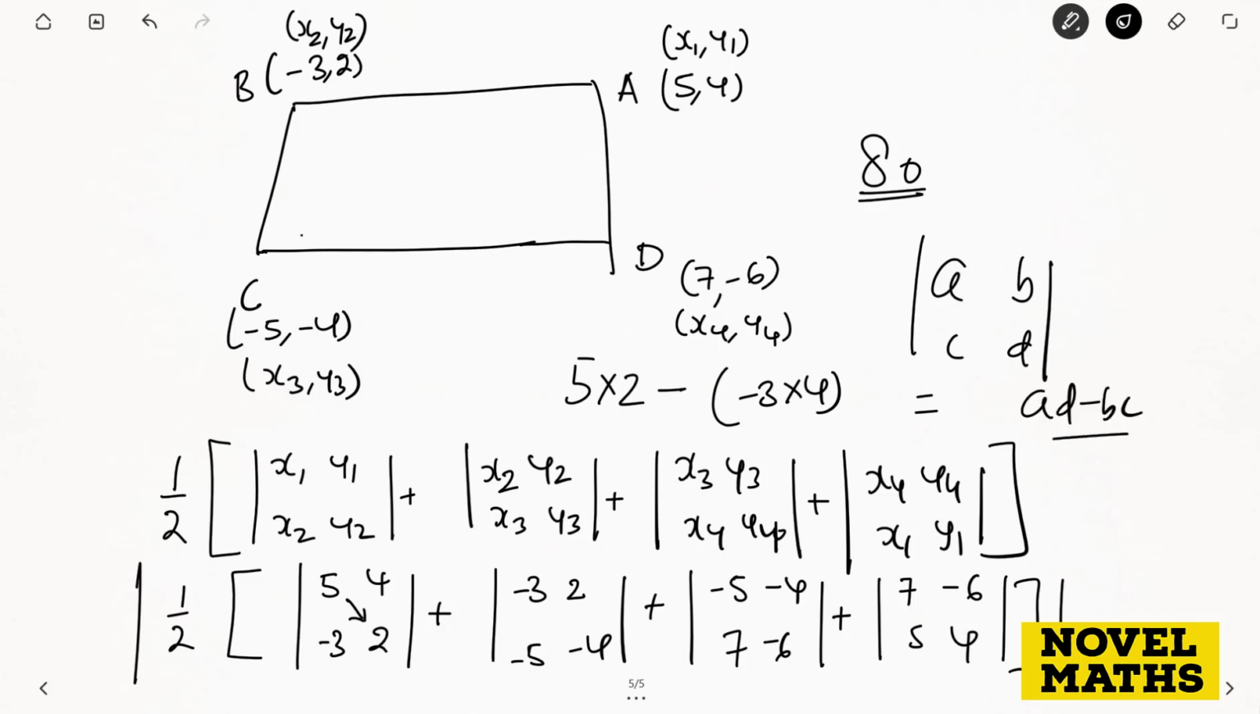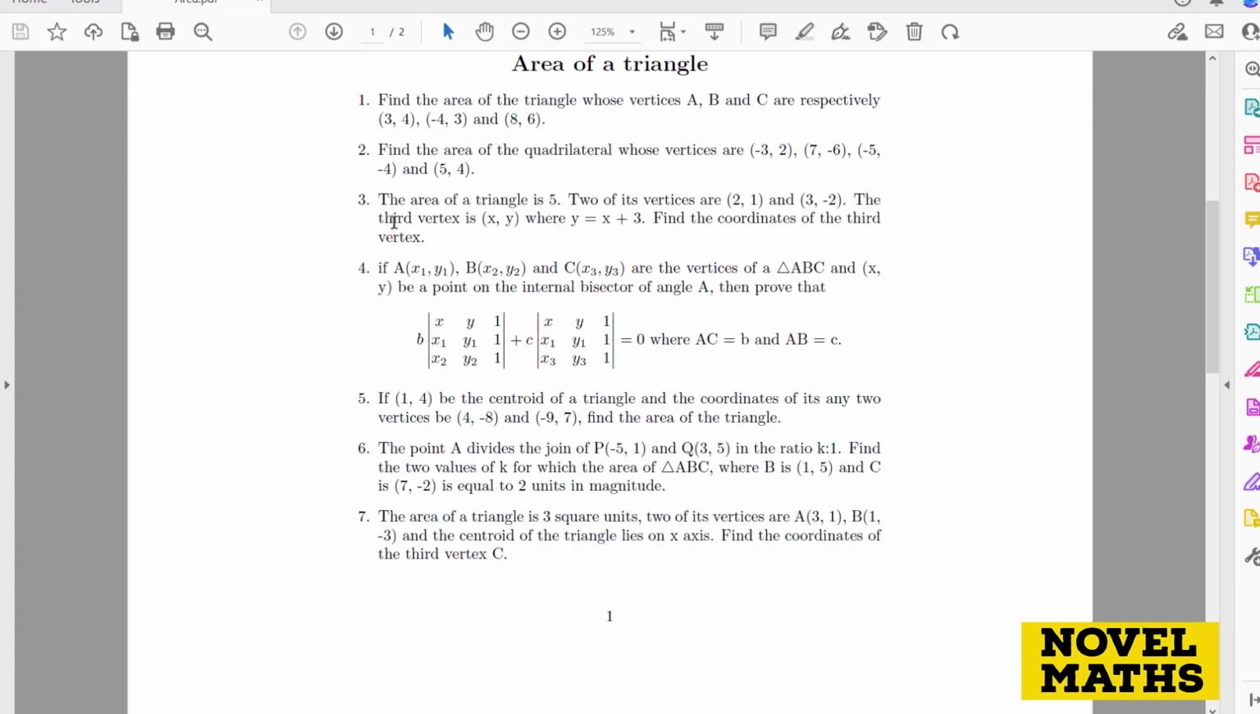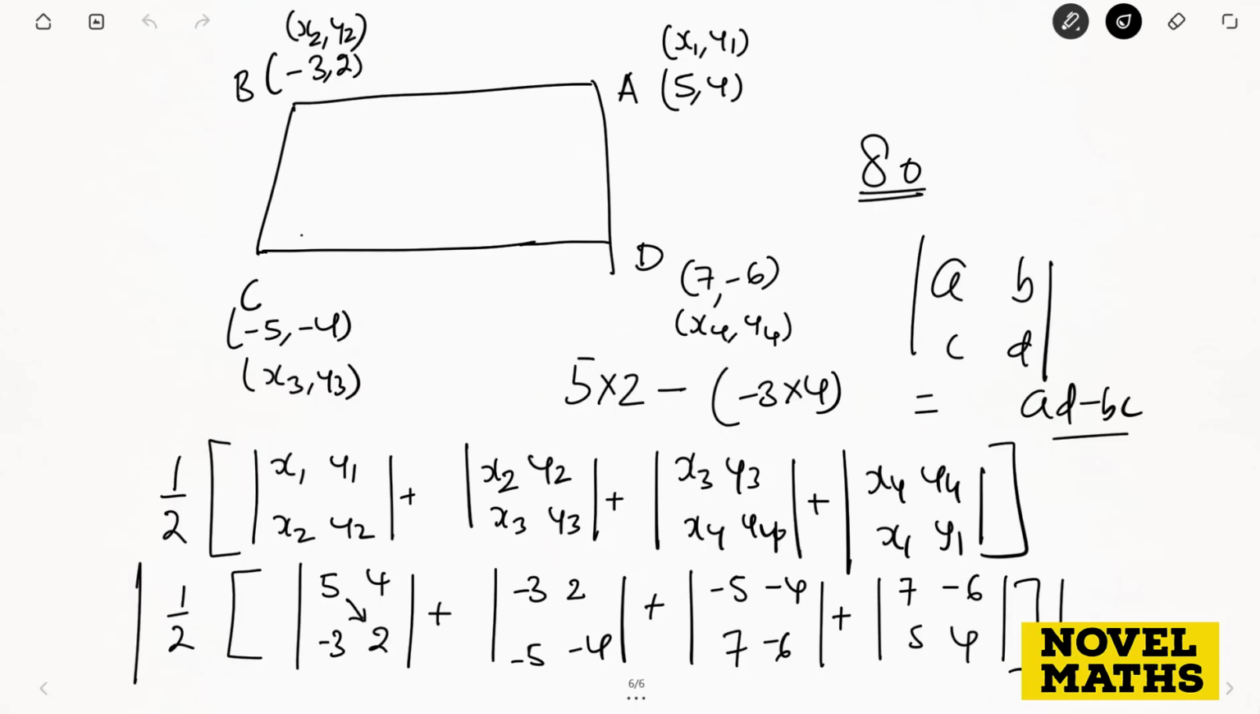All right, moving to the third question. Question number 3: the area of a triangle is given as 5. 2 of its vertices are also given. The third vertex is (x, y), and also the relation is given: y equals x plus 3. Find the coordinates of the third vertex. Let's note down question 3. You can try attempting this before you look into the answer.